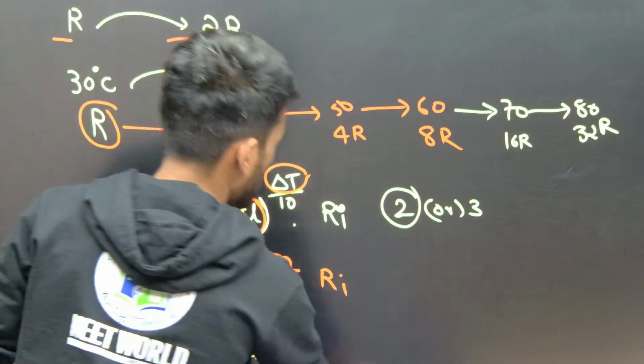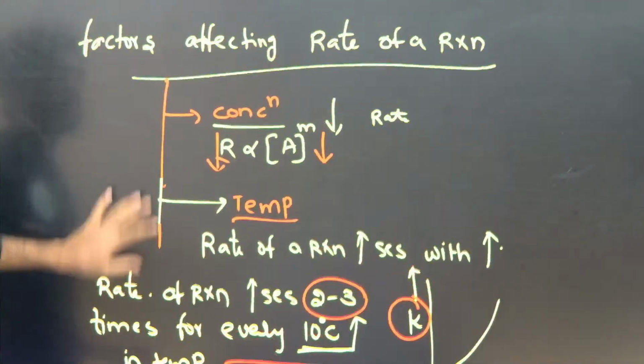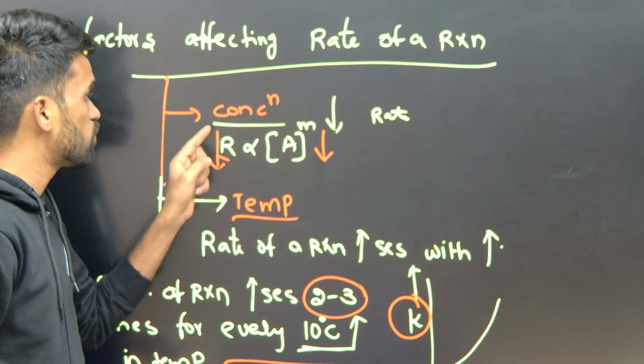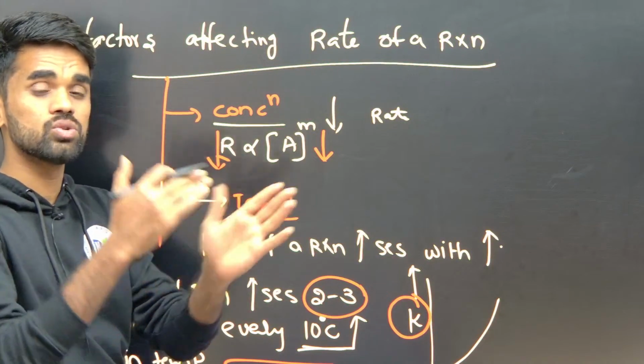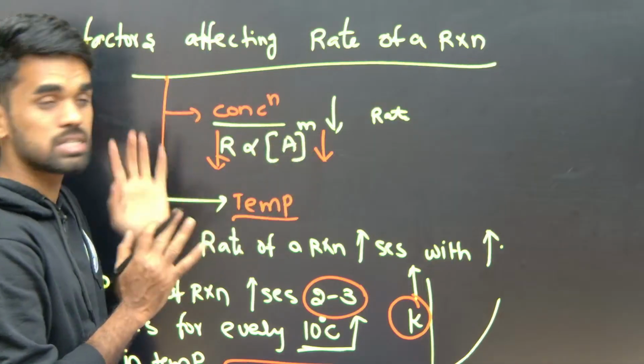Now once again look here, I just wanted to repeat it. What are the factors affecting the rate of a chemical reaction? First one is concentration. If concentration of reactant decreases, rate also decreases from first order to nth order. But zero order is independent of initial concentration of reactant.